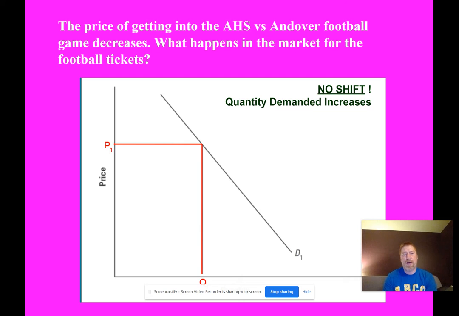So we can show that on our graph. Originally the price might have been kind of high right here, and then we go down to P2 where the price is lower. And if that happens, all of a sudden more people can afford it. So now more people can go to the game. So that would be an increase in quantity demanded because of a decrease in the price.